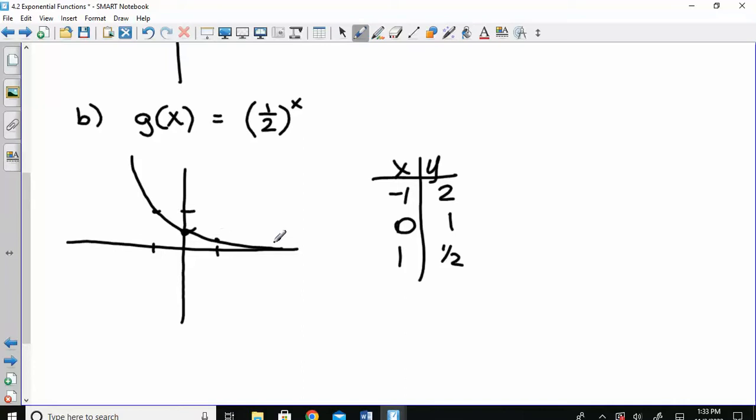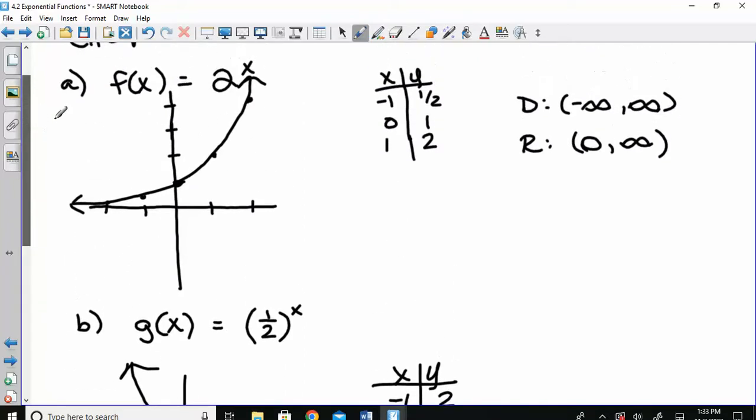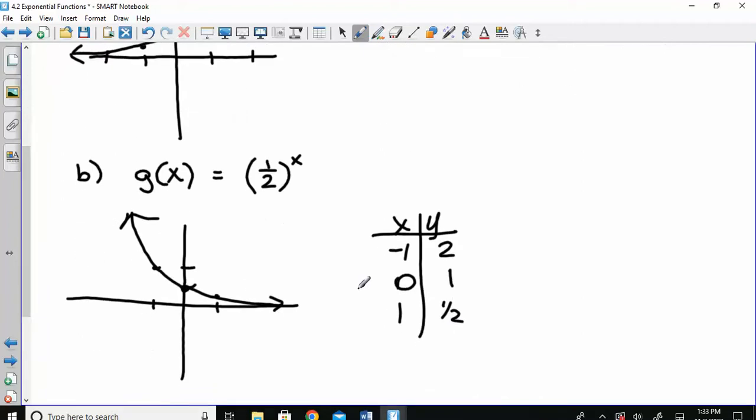So what changed? Same general shape. Really the difference is that in A it was increasing and B is decreasing. Domain. Range is still 0 to infinity.